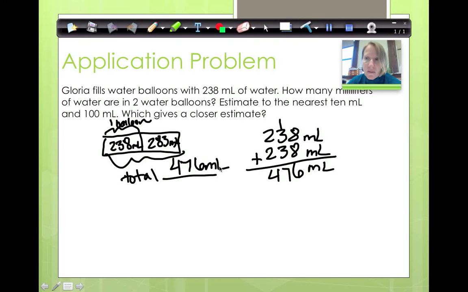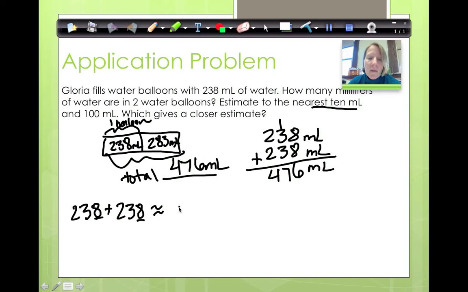But that's not what they're asking for. They wanted us to estimate to the nearest 10, then the nearest 100 milliliters, and figure out which one's closer. Well, we can't figure out which one's closer if we don't know exactly how much it is. So let's now do to the nearest 10. If I round 238 plus 238 to the nearest 10, we're going to say it's approximate. I'm going to be looking at the one spot, right? Now, if it's above the halfway mark, we round up. If it's below the halfway mark, we round down. And the halfway mark between 0 and 10 is 5. It's above it, so we're going to round up.